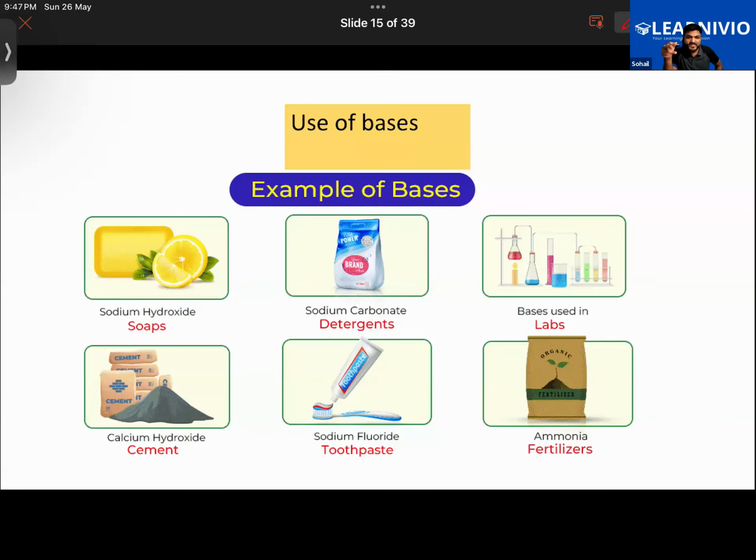So these are some of the common uses of bases which we have in our life. Soaps are basic in nature. Detergents are basic in nature. Different types of bases are used in the laboratory. Calcium hydroxide is one of the common bases which we have. Calcium hydroxide is a strong or weak base? Strong.